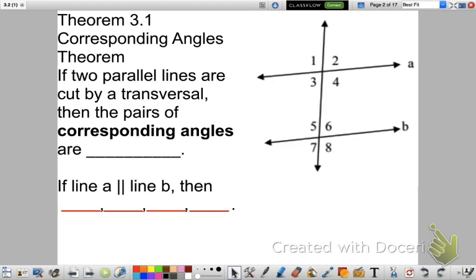angles. Well, we're going to cover the new theorem, the corresponding angles theorem, that tells us that if we have two parallel lines that are cut by a transversal, then the pairs of corresponding angles are congruent. So that means 1 would be congruent to 5, 2 would be congruent to 6, 3 would be congruent to 7, and 4 would be congruent to 8.